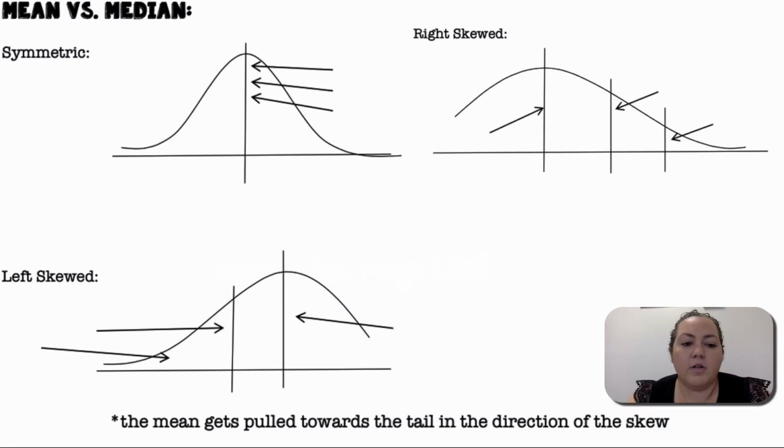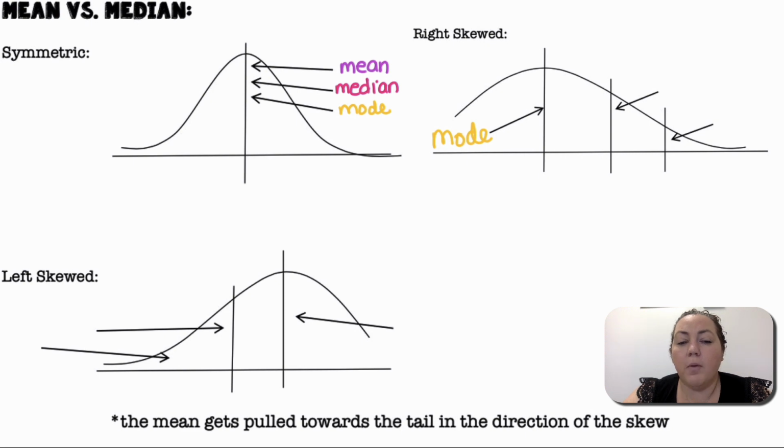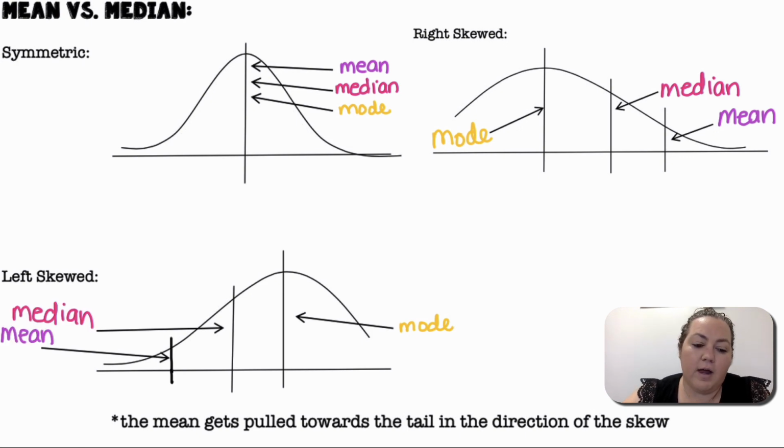All right, and then mean versus median. In this first one, this is a symmetric distribution, so the mean, the median, and the mode are all right there at that peak. Then we have our skewed right distribution. Our mode is where it's occurring the most, so that's where our peak is going to be. And when it's skewed, the mean gets pulled towards the skew. The mean is more affected by outliers, so the mean gets pulled towards the tail. Same for the left skewed: the mode is where the peak is, and the mean gets pulled towards the tail. So this time the mean would be further out.